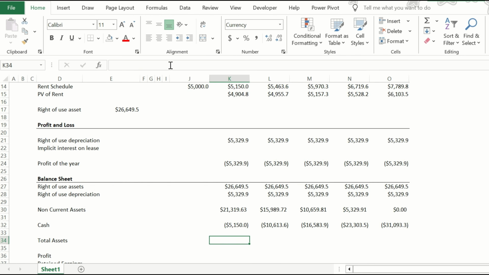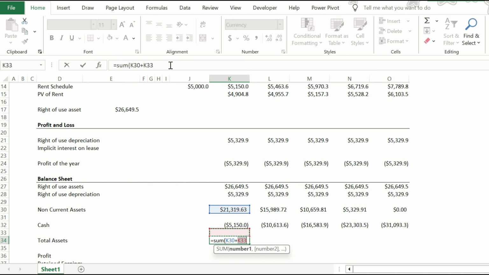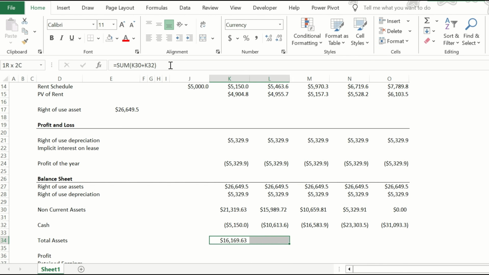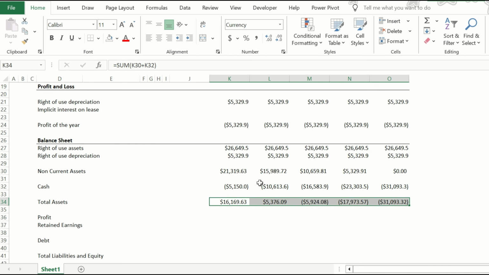So total asset, because these two are the impact on the balance sheet, one on your ROU and the other on the cash, will be the sum of this plus this. So this is your total asset. So the asset side is done.